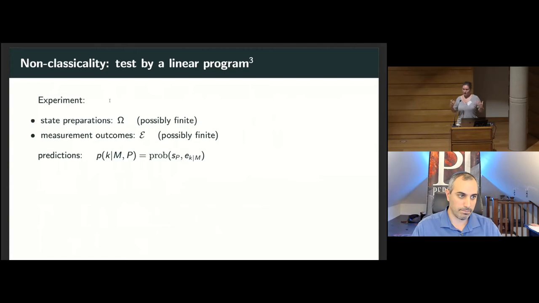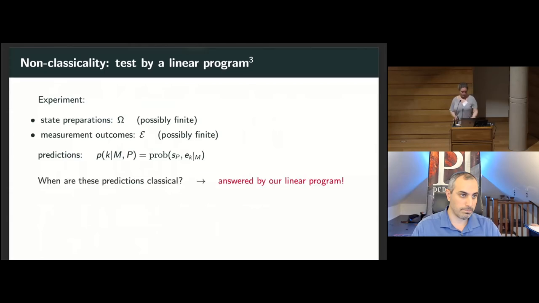So what we study is, what if I have an arbitrary but fixed experiment? In this experiment, we have a set of preparations of our system, which is possibly a finite set. And here I'm abusing notation because I'm using omega and E again. And then we also have the measurement outcomes of all of the measurements that we have access to and that we want to perform in our experiment, which is also a possibly finite set. And here the predictions that we observe are just the probabilities that we measure in our lab when we perform this experiment. And now the question is, when are these predictions classical?